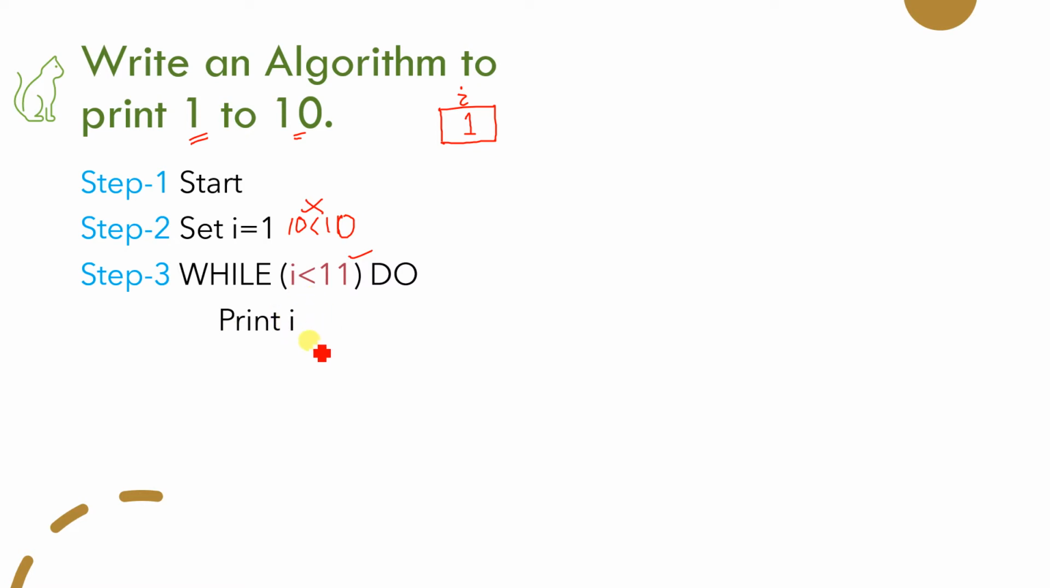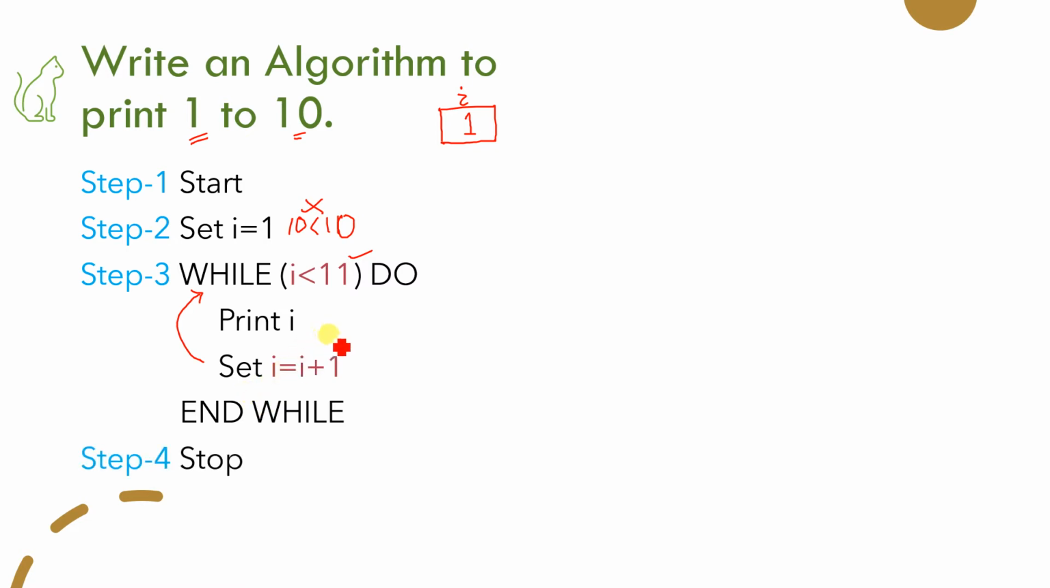Okay, right? So to make the condition false, we have to use the increment or decrement line that will be written over here: set I is equal to I plus 1. So after executing this line, the control obviously goes to this place. Then that is the end while statement, and finally we will stop here.